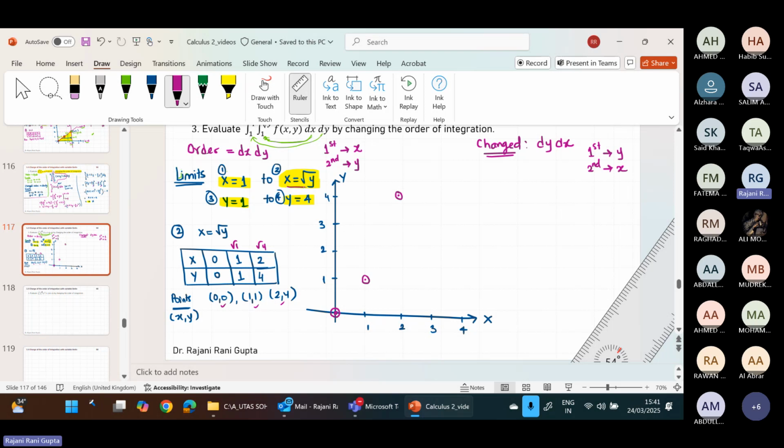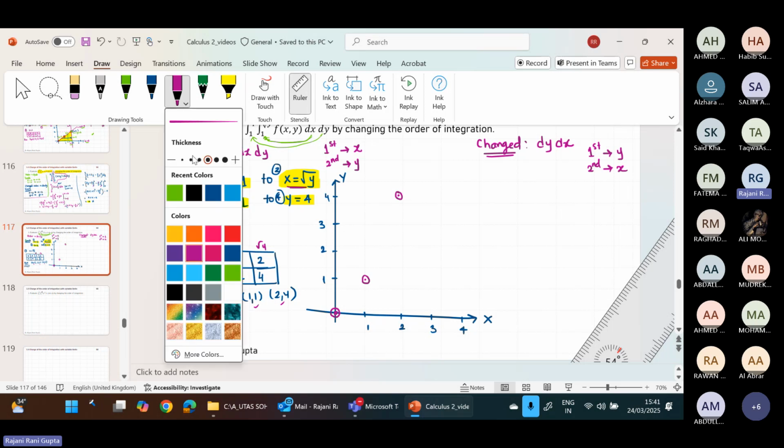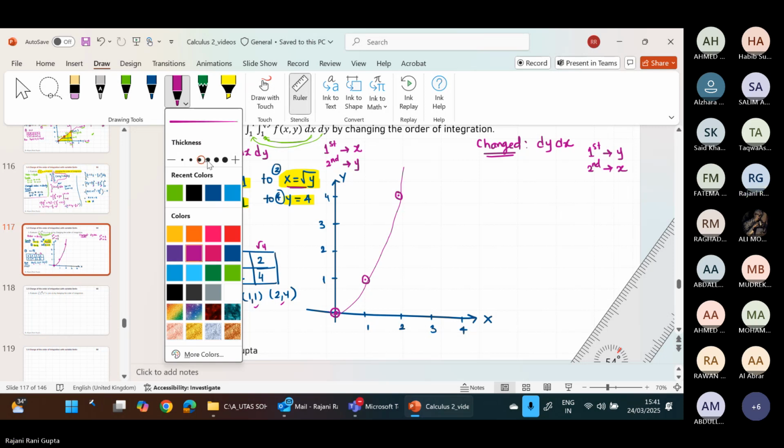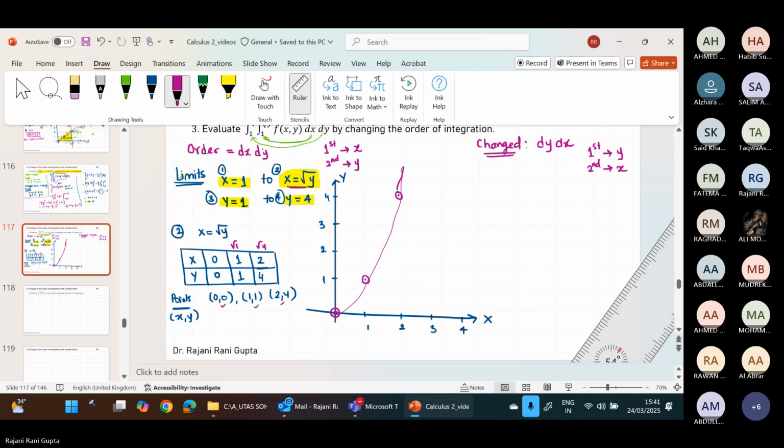So note that this is not a straight line, but it is a parabola instead. So when you draw it, it should be something like this. It should go through the points. So this is important, so please pay attention. This is your curve x equal to root y.